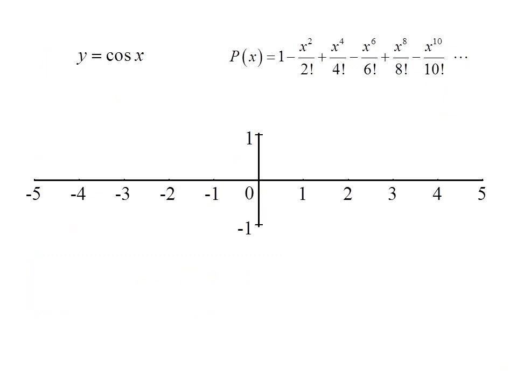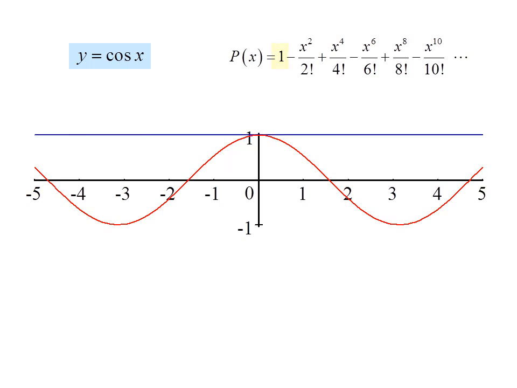Now let's compare our approximation p of x with the original function cosine x. First, I'll graph cosine x in red, and I'll start graphing p of x, but first I'm only going to use the first term, p of x equals 1. Now we see that this is only a good approximation at x equals 0.